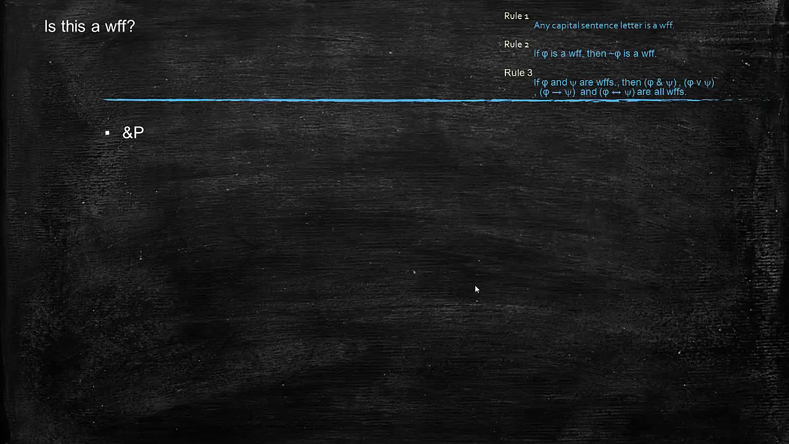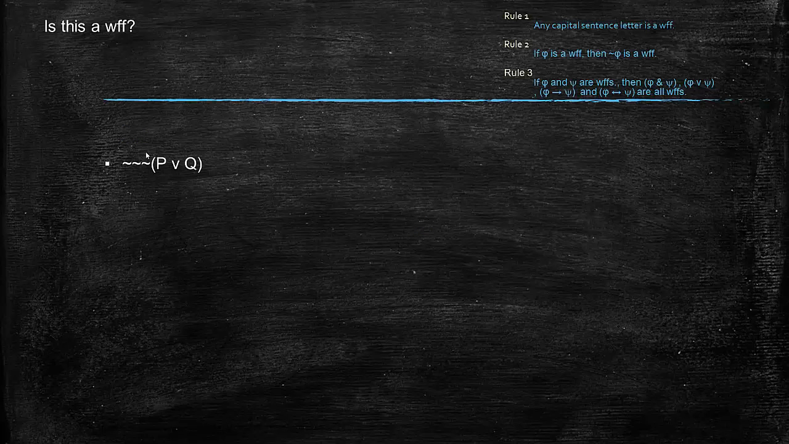Is this a woof? Conjunction P, very strange looking, but strange doesn't mean it's not a woof, as we'll see. Rule 1 says P. Can I just add a conjunction on? Well, Rule 2 says I can add a negation, but I can't just add a conjunction. So by Rule 4, which I haven't written up there, these are the only 3 rules I can use, so there is no way to do that. That's not a woof.